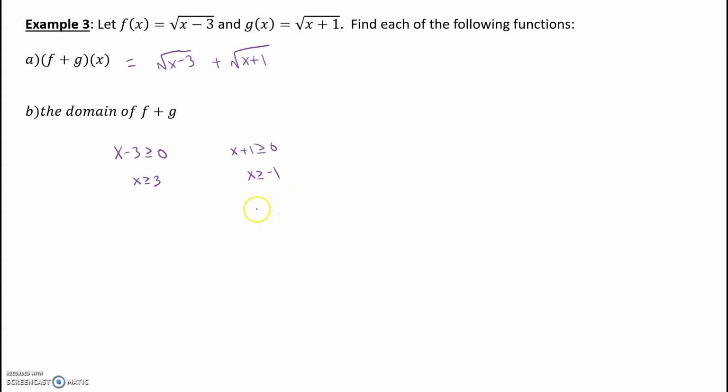So now you have to think. We need x to be greater than or equal to 3 and greater than or equal to negative 1. Well, this kind of covers both, right? If it's greater than or equal to 3, then it's definitely greater than or equal to negative 1. So we're going to use this one to write our domain. We're going to start at 3. Yes, we can equal it. And we're going to go all the way to infinity. So all these numbers are greater than or equal to 3, and they're also greater than or equal to negative 1.